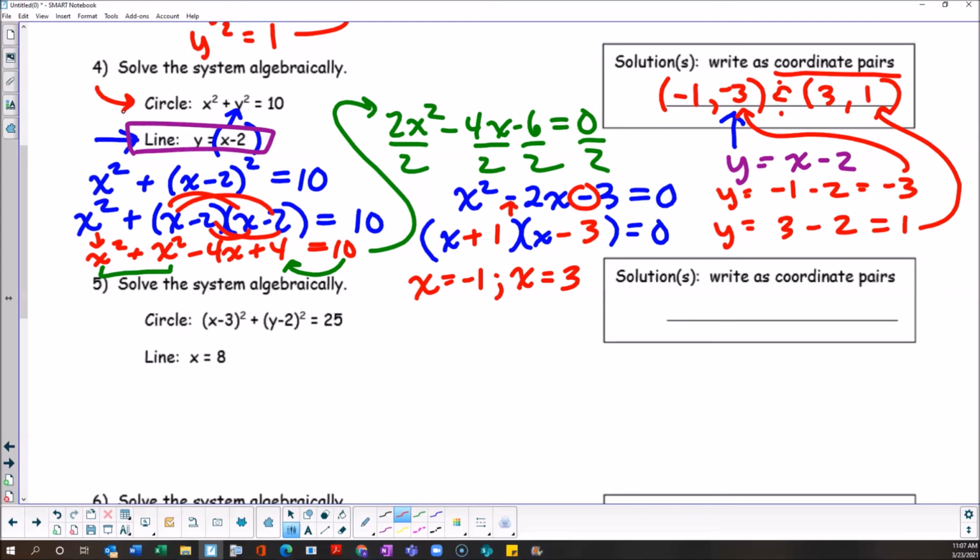So we checked it. We wrote them as coordinate pairs. That's the biggest thing people forget to do, I think. Yeah, Kayla. Yeah, it did. It did.